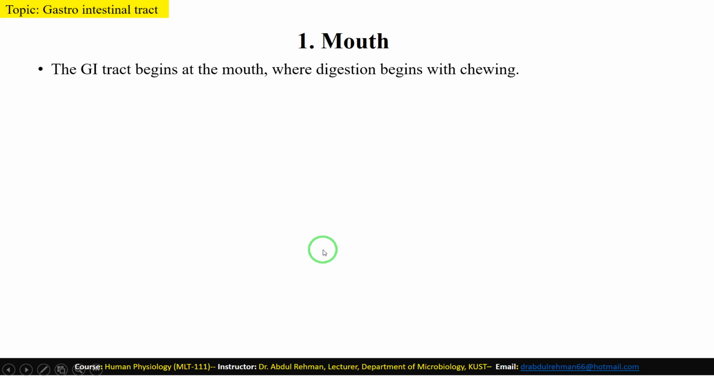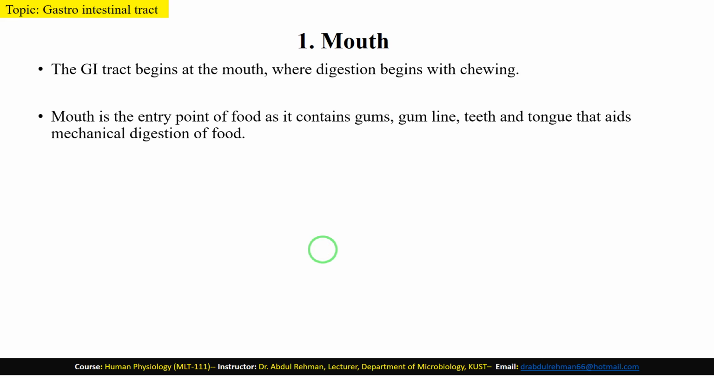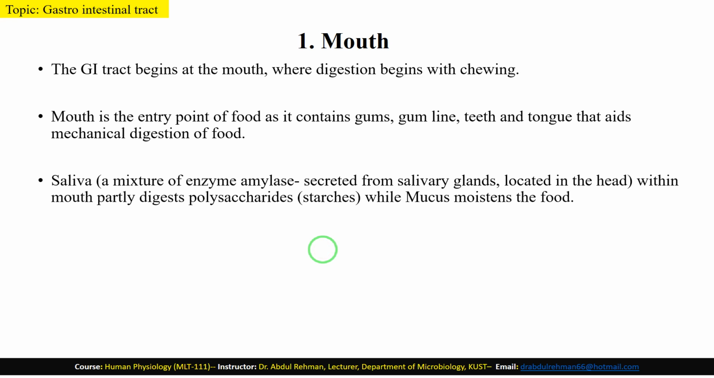Mouth. The GIT tract begins at the mouth, where digestion begins with chewing. The mouth is the entry point of the food, and it contains teeth, gums, gum lines, and tongue that aid mechanical digestion of the food. The mouth contains saliva, which contains the enzyme amylase, and it is secreted by the salivary glands located in the head.